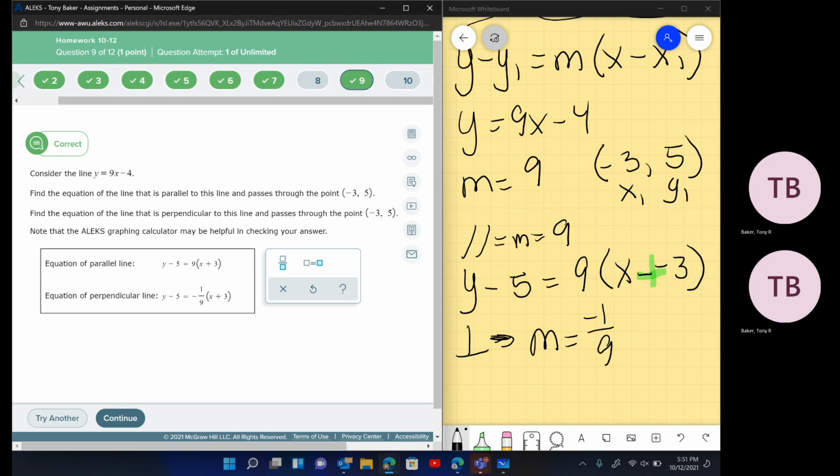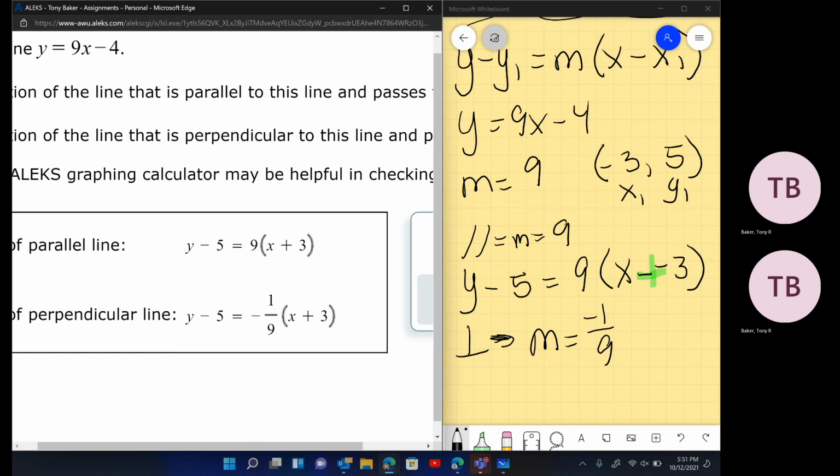So don't sit there and stress about trying to get your y-intercept and everything else and do it out the way that Alex shows you. Use the point-slope form. Your point-slope forms, those two equations will be identical. So you have y minus 5 equals, the only change will be your slope. Everything else stays exactly the same.